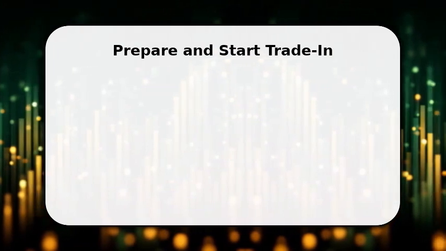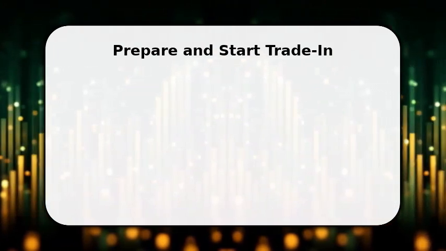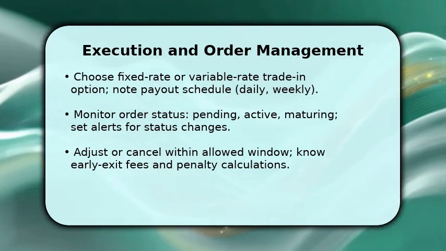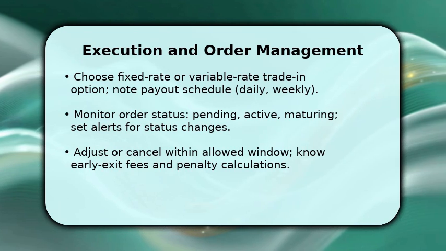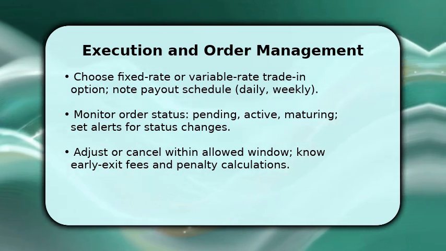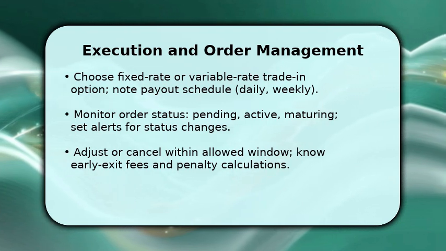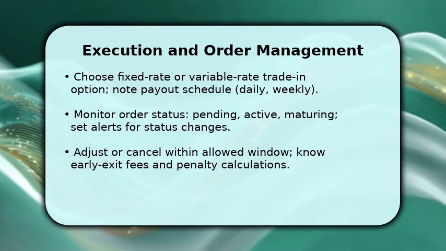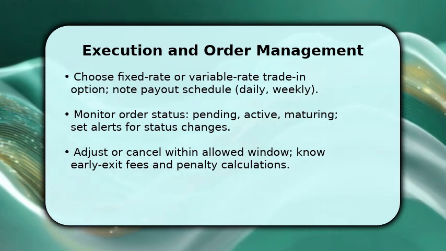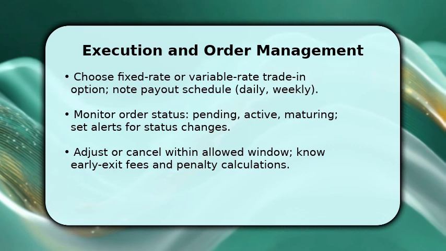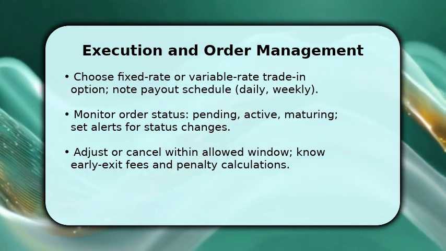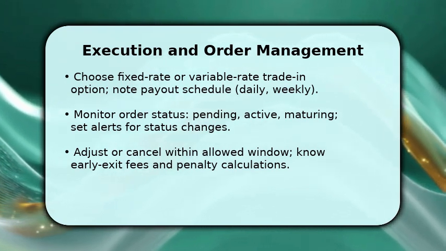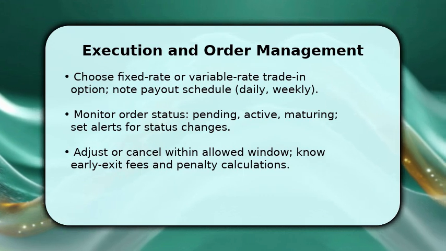You now execute the trade-in by choosing fixed rate for predictability or variable rate if you prefer market-linked returns. This affects when payouts occur, like daily or weekly. After submission, monitor the order status, pending, active, or maturing, and set alerts so you don't miss key dates. If you need to change course, cancel or modify within the platform's allowed window. Just be aware that early exits apply and can reduce your net proceeds significantly, so calculate penalties first.